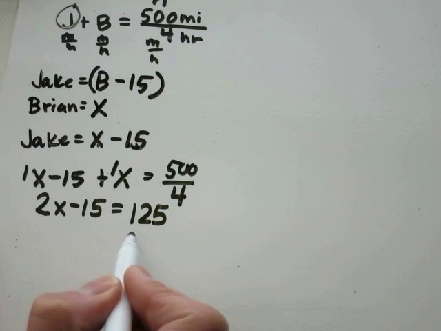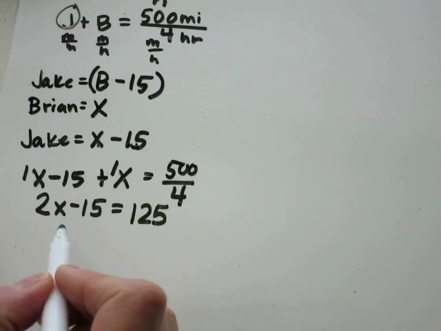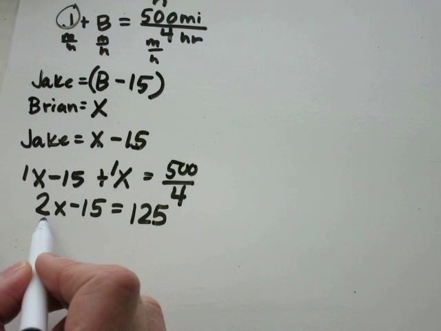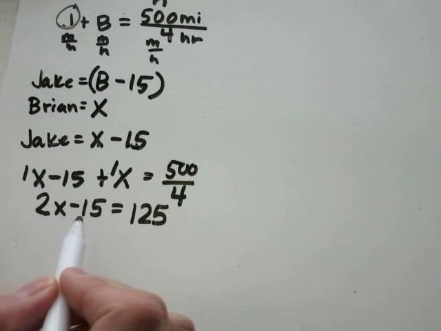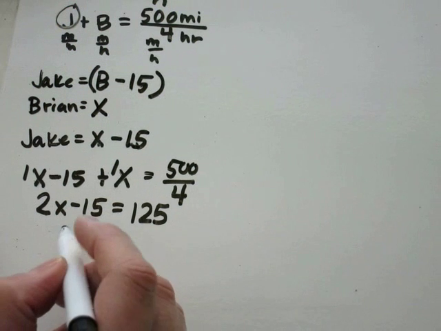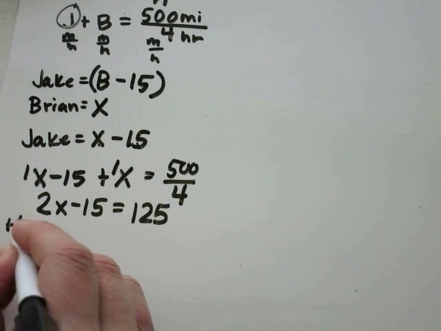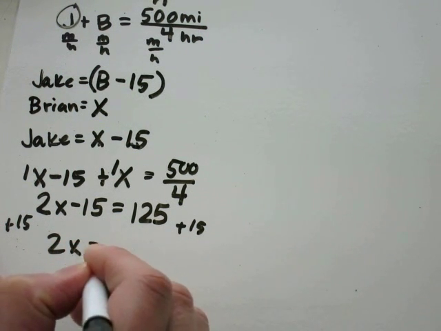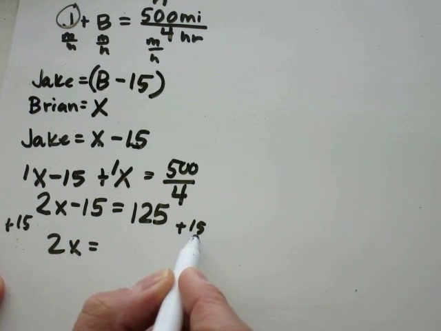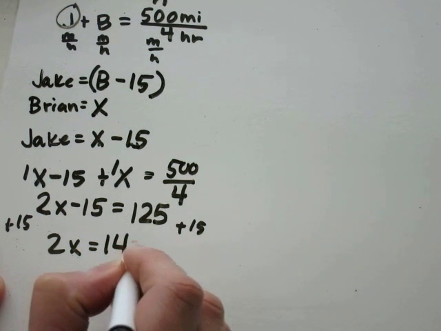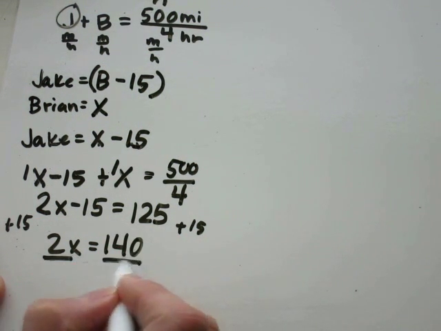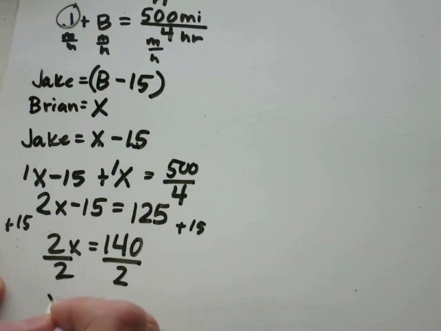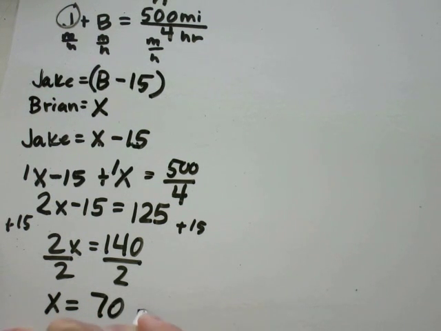So here's my equation. The way we set the problem up, we said that Brian's speed is going to be x, so all we have to do is solve for x, and that's going to give us Brian's speed. So let's just solve the equation. Add 15 to each side. So you have 2x equals 125 plus 15 is going to be 140. To solve for x, we just divide each side by 2. 140 divided by 2 is 70. So Brian is driving 70 miles per hour.